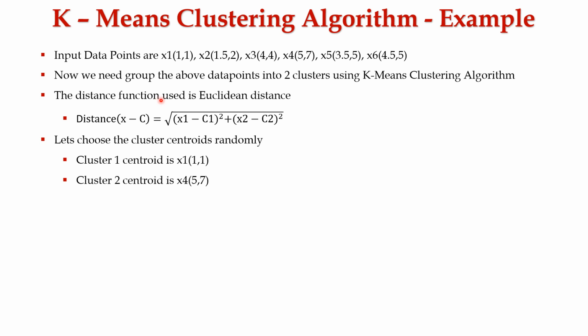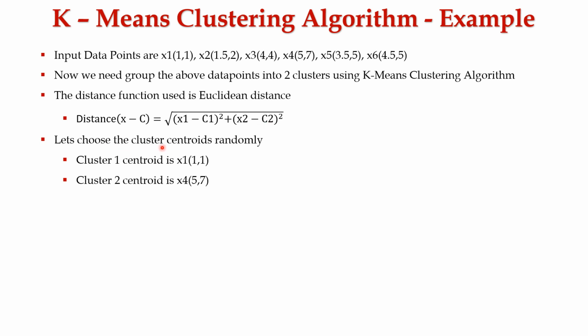The distance function uses Euclidean distance. So it is calculated via the formula distance of x minus c. Here x is the data points and c is the cluster centroid, which is equivalent to square root of (x1 minus c1) the whole square plus (x2 minus c2) the whole square.